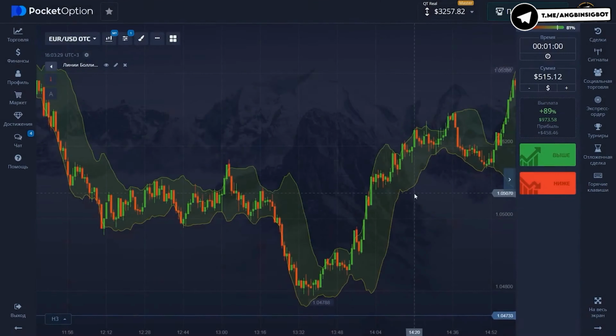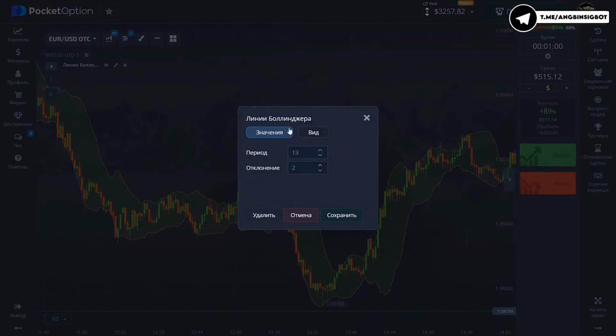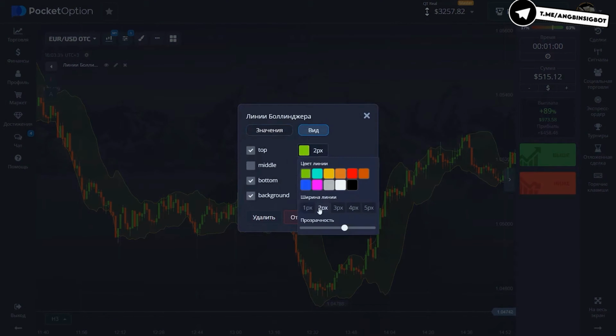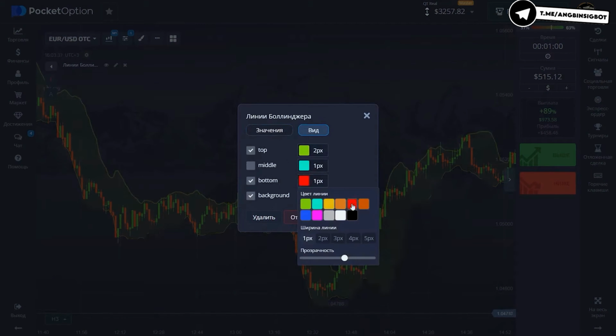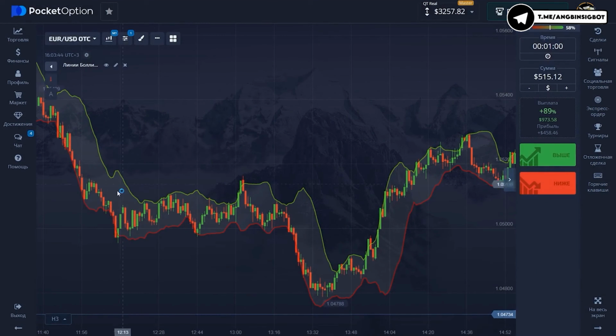We already have a ready-made indicator, but I don't like its appearance, so I will modify it a bit by making the line thicker. I will also mark the lower line in red and set it to 2 pixels, and I will set the background to gray. This is what my finished indicator looks like.